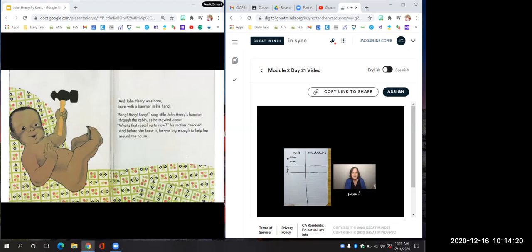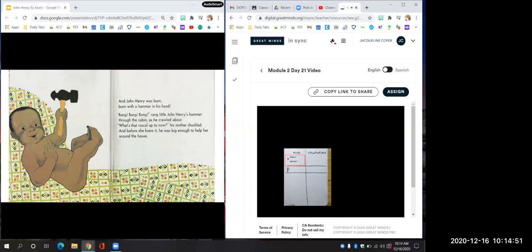And John Henry was born with a hammer in his hand. That tells me when this story began. Bang, bang, bang, rang little John Henry's hammer through the cabin as he crawled about. What's that rascal up to now? His mother chuckled, and before she knew it, he was big enough to help her around the house.